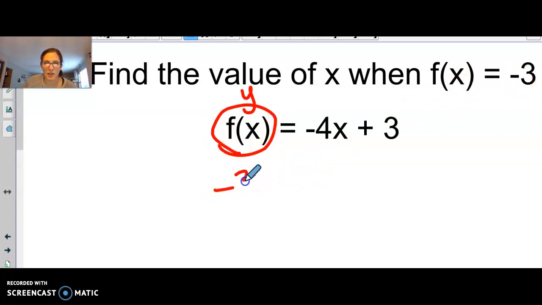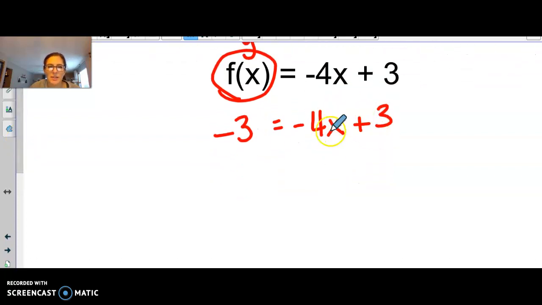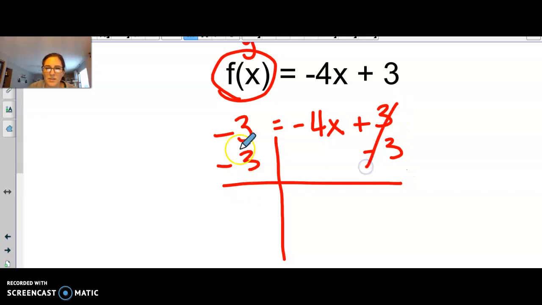So for this one, we're going to put -3 here. F of X is completely gone. And we have -4x plus 3 on the other side. And they want you to find out what X is. That's what they mean when they give you this type of problem. So I'm going to walk you through how we do this. To solve for X, we've got to get rid of this 3, which means I have to subtract 3. That's gone. -3 minus 3 gives me -6. And then I have -4x. To get rid of -4, this is really times, so we're going to divide.